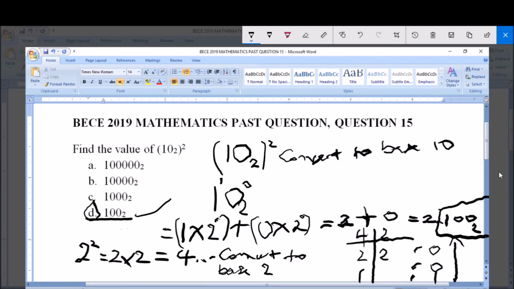100 in base 2. Now I also want to do a brief recap so you understand what we did here. We are asked to find the value of 10 base 2 squared. To find this value, we first converted this number from base 2 to base 10, and we had 2. Now the question says square this number, so we have 2 squared, which is 4. So this is our answer in base 10, but we are required to present this answer in base 2. So we converted our answer in base 10 to base 2, and we have 100 base 2. So D is our answer.